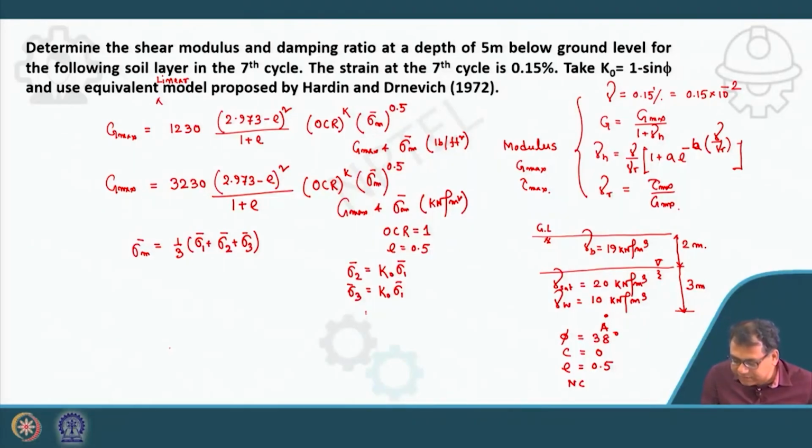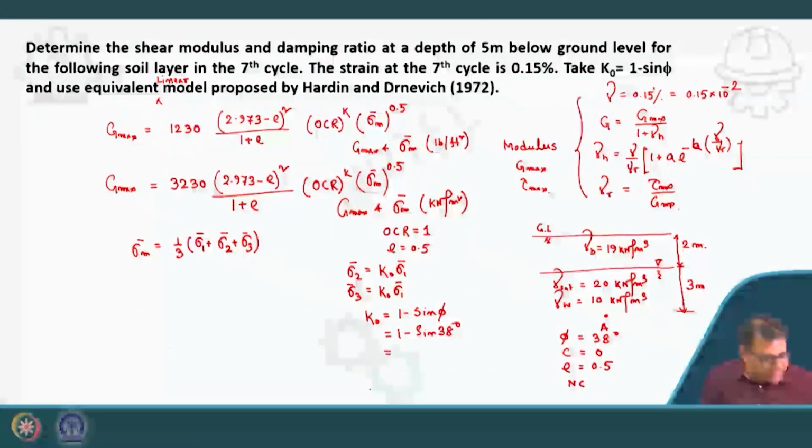Now K0 can be determined by 1 minus sin phi. So this is 1 minus sin 38 degrees. So the K0 value is 0.384.